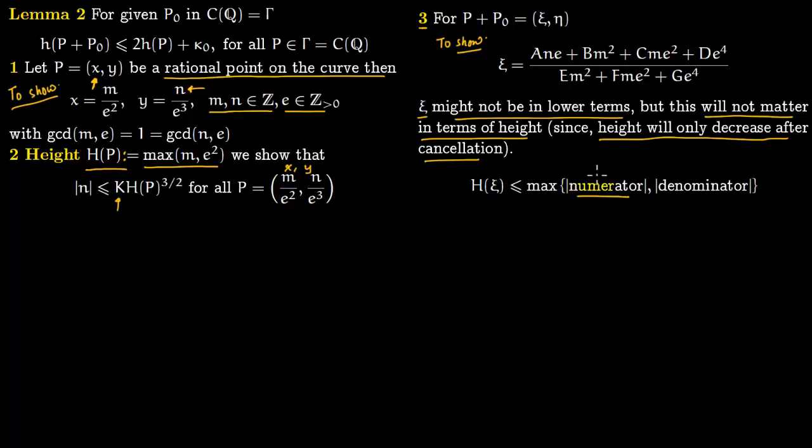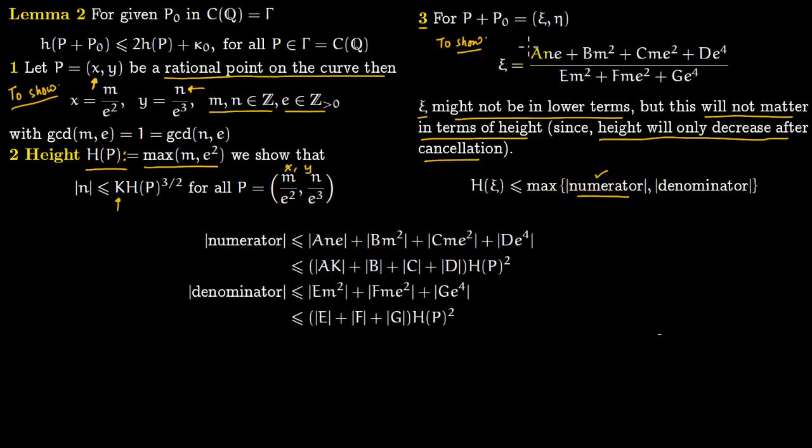So let us now first focus on the absolute value of the numerator. So that is the absolute value of this, which we are writing here. So obviously this is less than or equal to, you take the absolute value inside, you have |a||n||e|, absolute value of bm square, absolute value of this, absolute value of this.